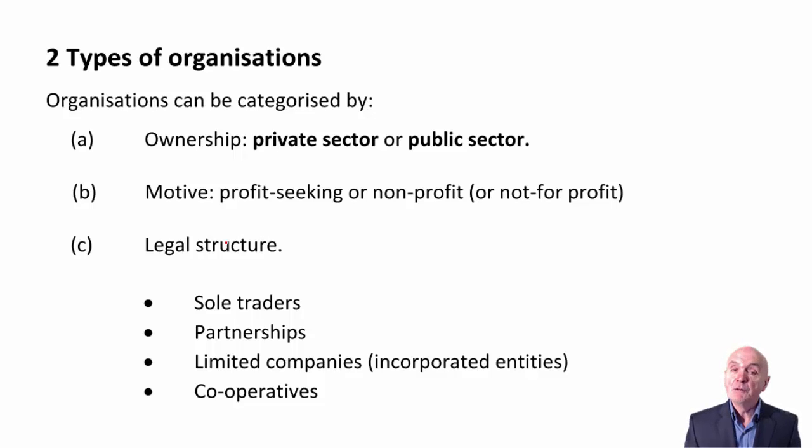Secondly, there is the motive, and broadly the motives are either profit-seeking, like most listed companies, or it could be what's called not-for-profit or non-profit organisations. For example, charities, schools, many hospitals, if they're state-owned, are not-for-profit organisations. And then finally is the legal structure. We'll come on to looking at the legal structure in a moment.